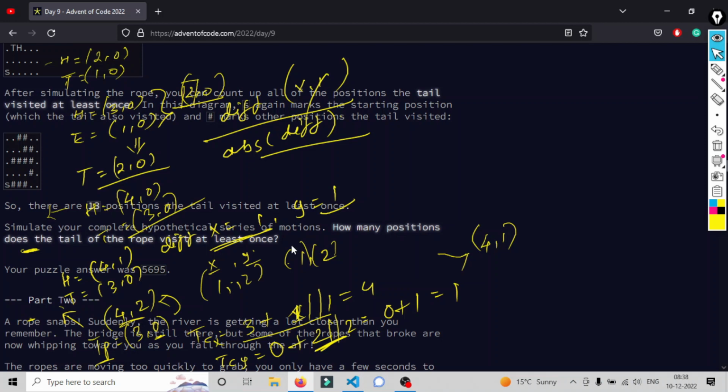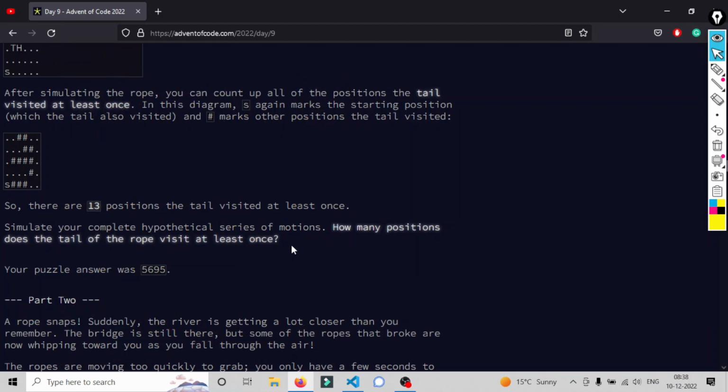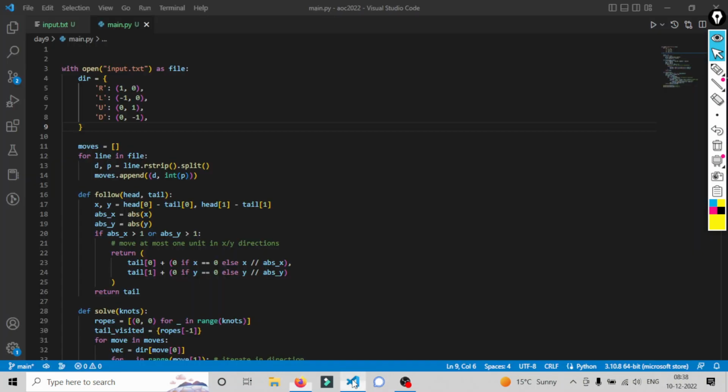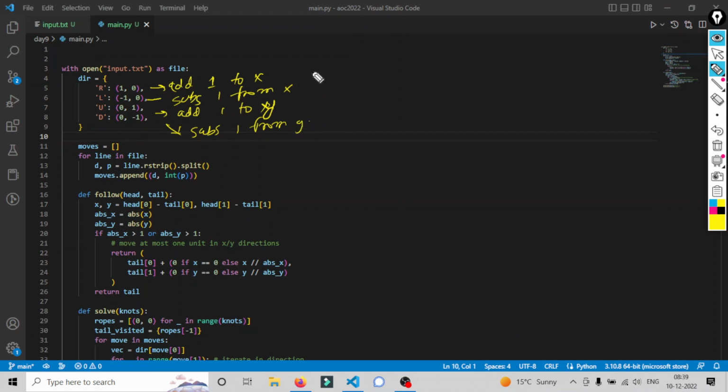Okay. So now let me just walk you through the code. Here, if you see, we have defined the directions as I have told you. This is for right, this is for left. For the right, it will add 1 to x. For left, it will subtract 1 from x. For up, it will add 1 to y, and for down, it will subtract 1 from y. So this is how we have defined it.